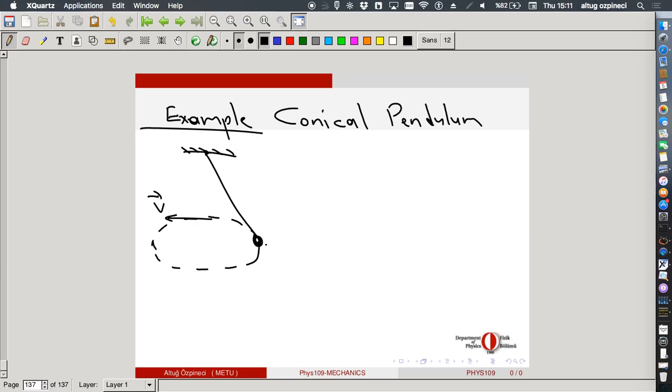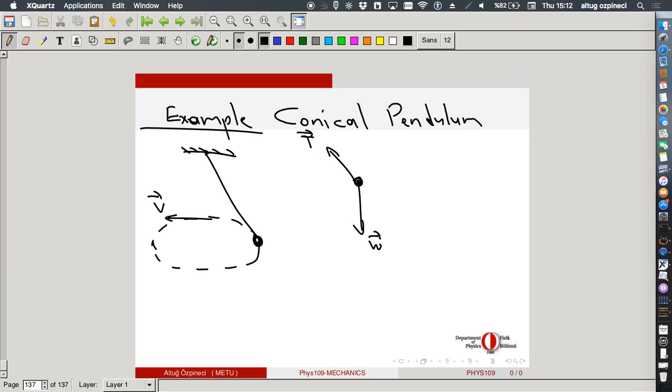Now, whenever you are dealing with such problems, you always first draw a free body diagram. So what are the forces acting on this one? There's a tension. What else? There's also the weight. Any other force? Centripetal force? No. It doesn't exist as a separate force. Other forces should sum up to give us the centripetal force.